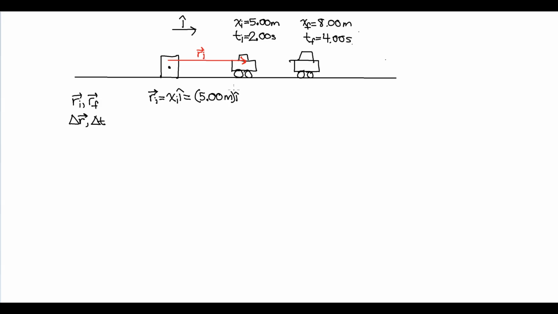Now your final position vector, I'll just use a line. Your final position vector will be this, and your final position will be 8 meters away in the positive direction. So it'll be 8 meters times i in the i direction.